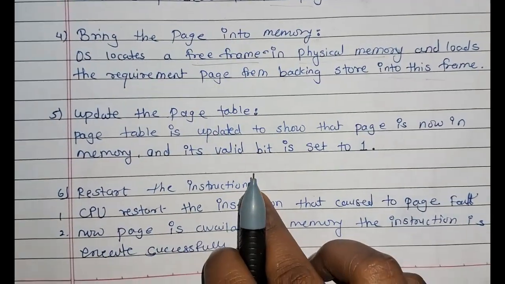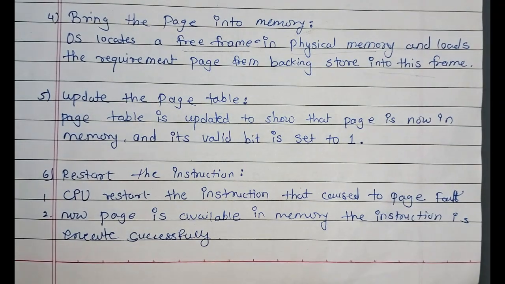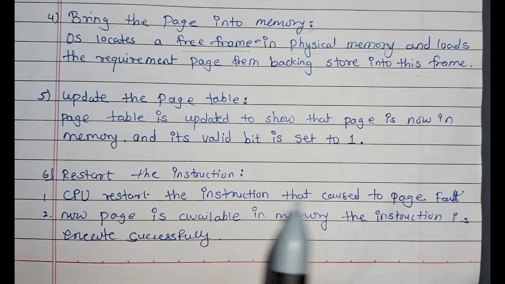Now update the page table to show that the page is now available in the memory and its valid bit is set to 1. So, and again restart the instruction.